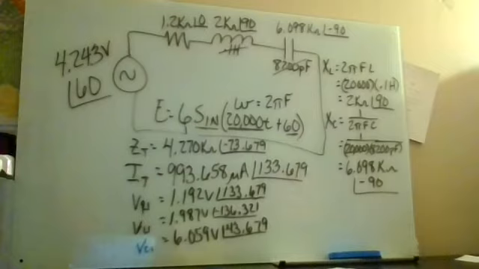So we'll get these done, then we'll do parallel circuits on Monday. Because parallel circuits are pretty simple, just like they were in DC. Same rules apply. And we find Z total the same way we found R total in parallel circuits.